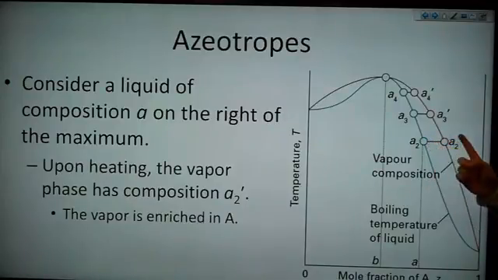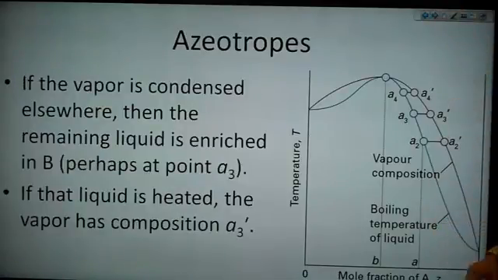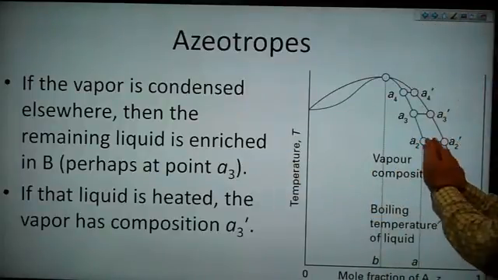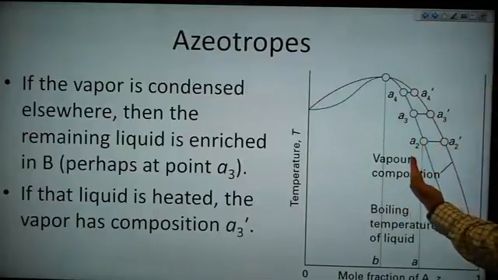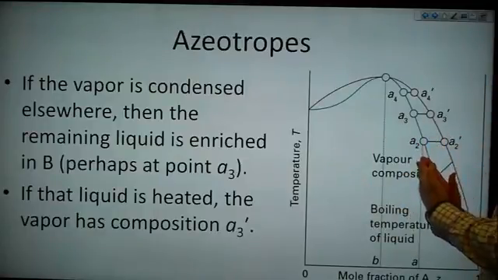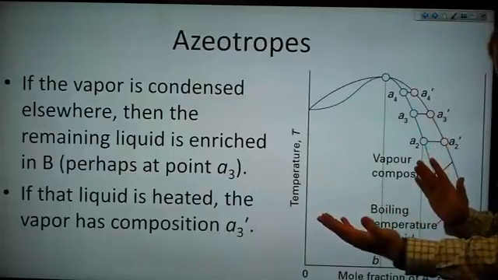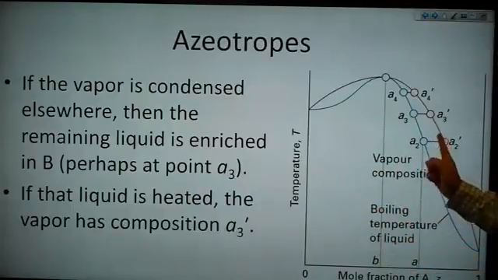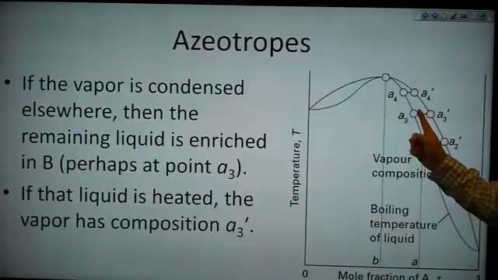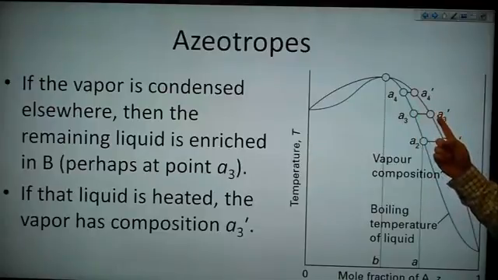Well, the vapor phase has a composition A2 prime, and it's more enriched in A, our more volatile component here. And then as the vapor is condensed elsewhere, the remaining liquid will have moved to the left. If we've enriched the vapor in A and then removed that A, we've preferentially enriched the liquid in B. That means we move to the left, and we have to go to a slightly higher temperature to boil that liquid, and we get a vapor at A3 prime, let's say.